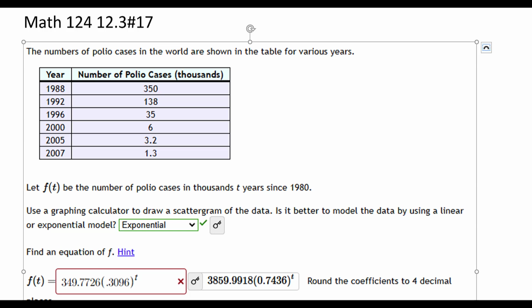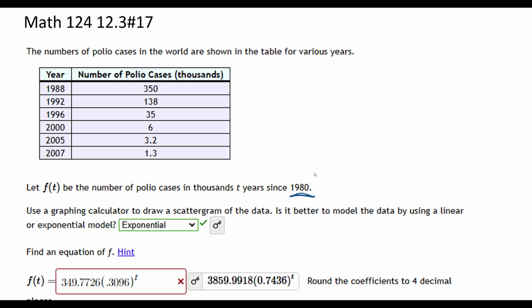Okay, for this problem, we're looking at trying to come up with an exponential equation. The numbers of polio cases in the world are shown in the table for various years. And it says down here the key part: let f of t be the number of polio cases in thousands, t years since 1980.